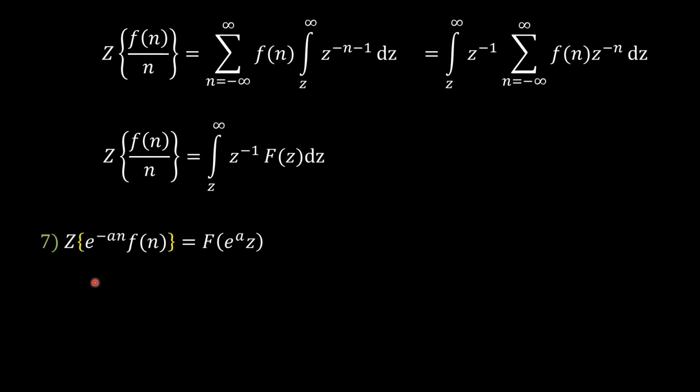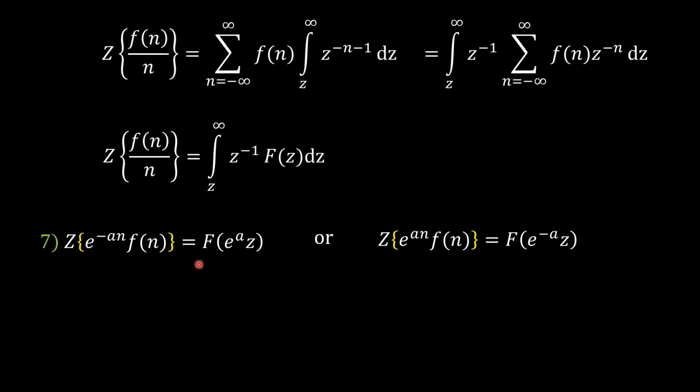Now next is z transform of e raised to minus an into f of n. This is given by f of e raised to a into z, that is, in the z transform of the sequence f of n, that is f of z, replace z by e raised to a into z. Or z transform of e raised to an into f of n is given by f of e raised to minus a into z, that is, in the z transform of the sequence f of n, that is f of z, replace z by e raised to minus az. So in this way we will evaluate this.